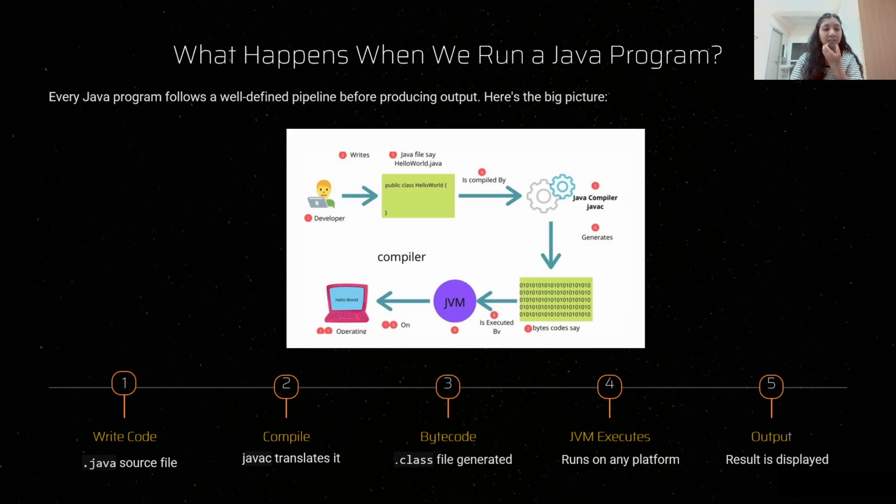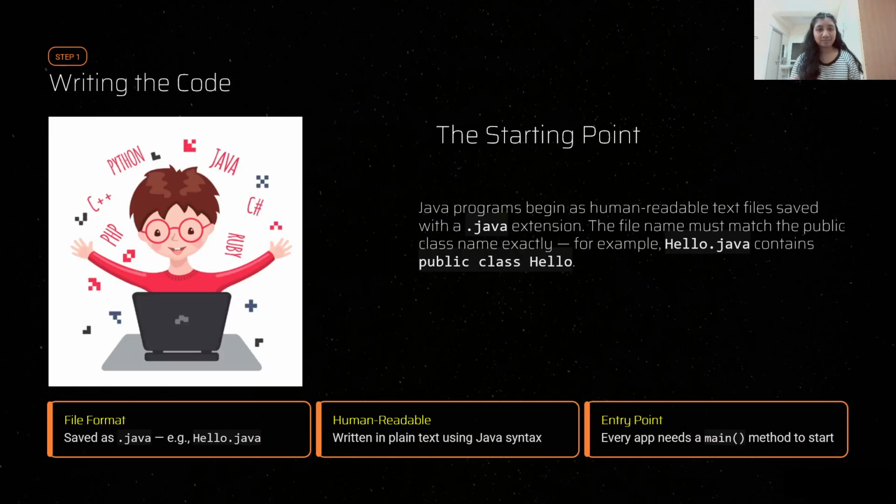So 1, you write the code. 2, compile. 3, bytecode. 4, JVM. 5, output. This is it. It's just a 5-step process. Now, let's get started. First things first, we have to write the code. Without the code, nothing's going to work.